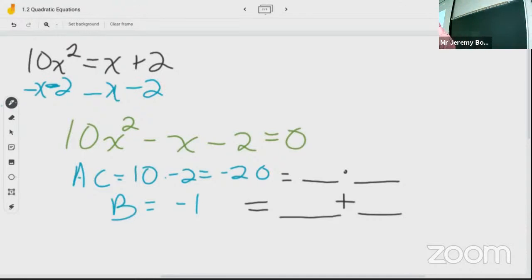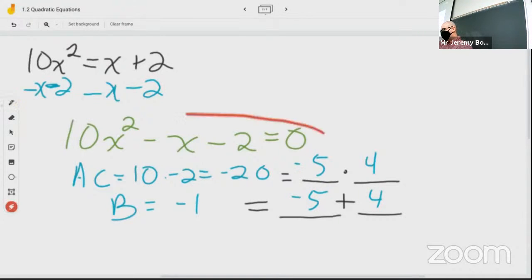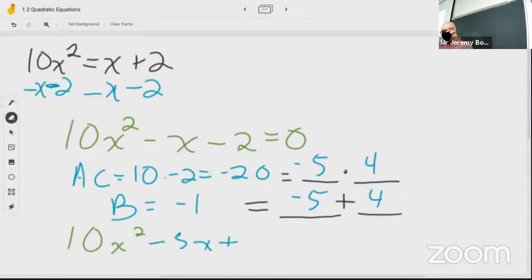So what are some good candidates there? Negative 5 and 4. Negative 5 and 4, yep. So 5 and 4, and yep, 5 needs to be negative. So now we're going to rewrite our equation. We're going to split that negative x term using these coefficients here. So we're going to have 10x squared, I'm going to write it in blue so you can see it, minus 5x plus 4x minus 2 equal to 0.